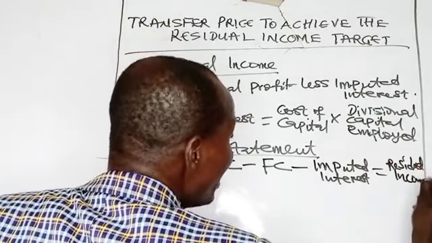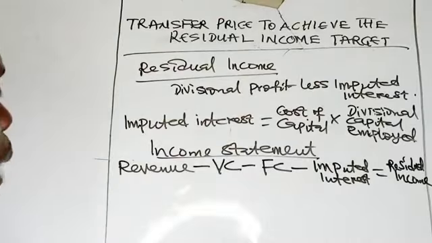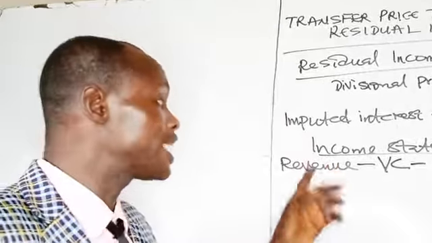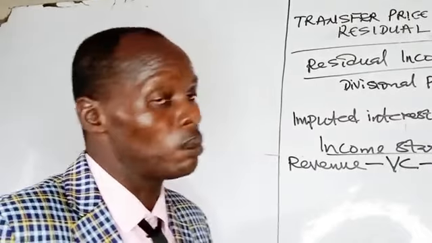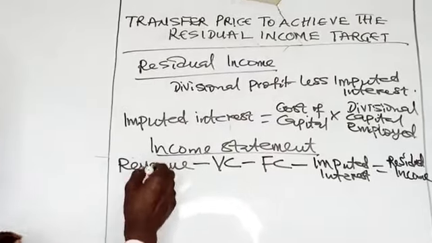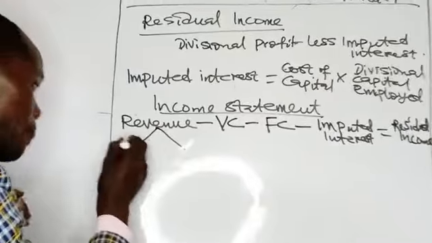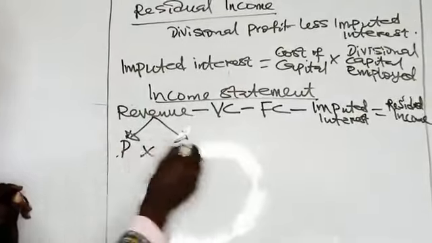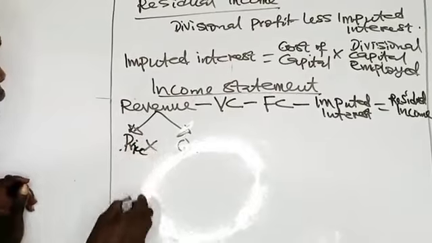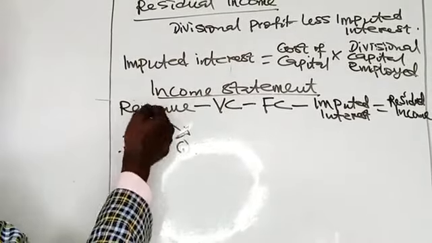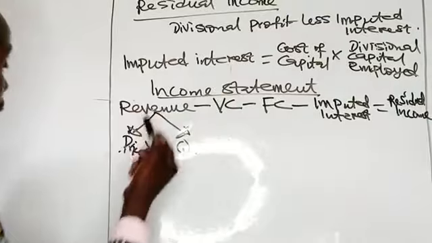Anytime you have to calculate the price, either selling price or transfer price, to achieve a targeted residual income, know that you are going to work back. Your transfer price is part of your revenue. Revenue is the product of price and quantity. So the price or transfer price you want to determine is part of your revenue.